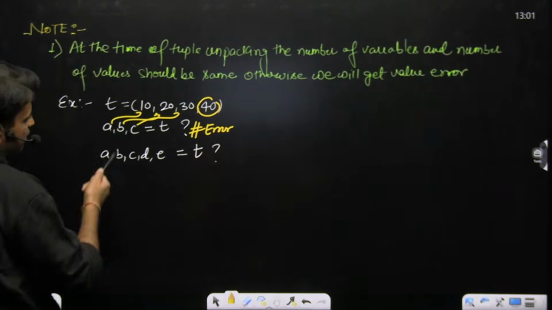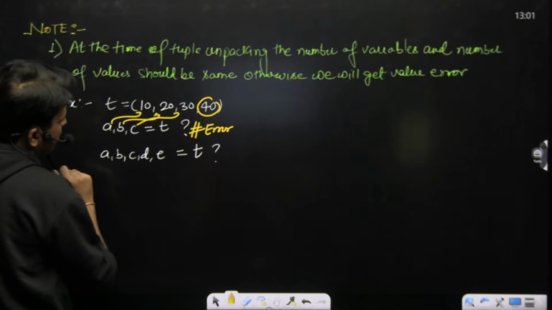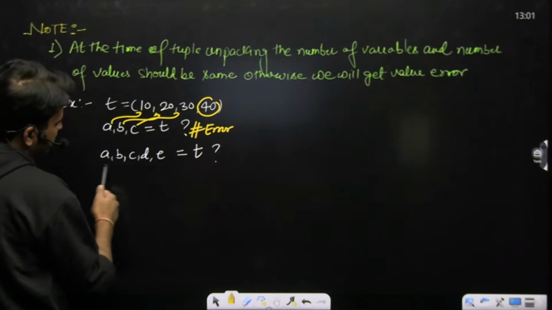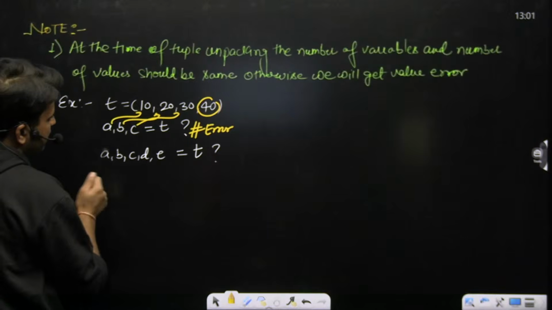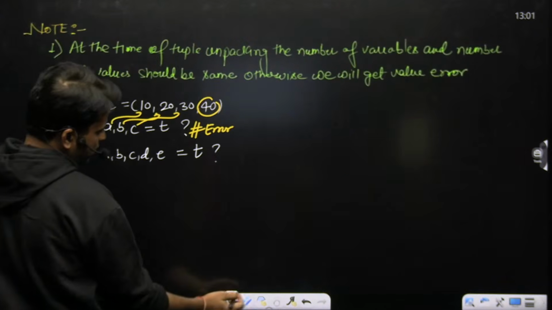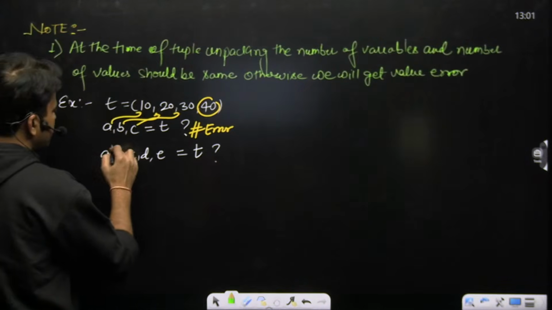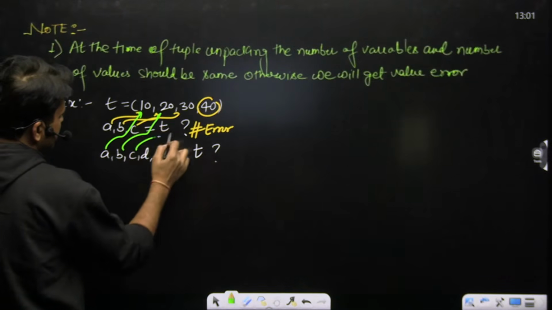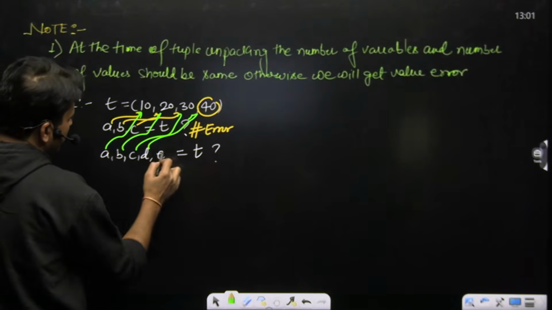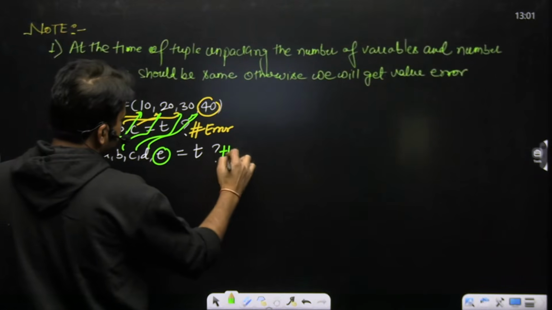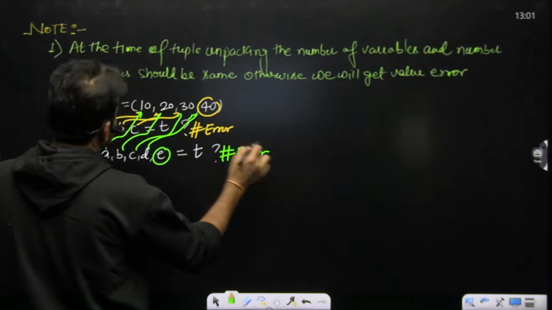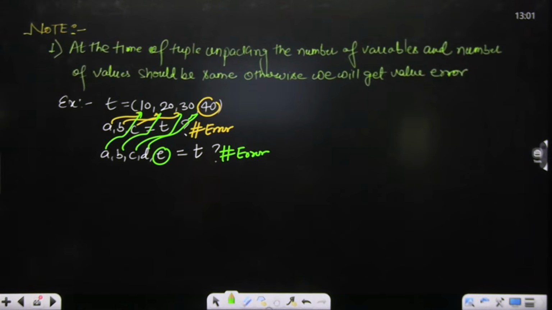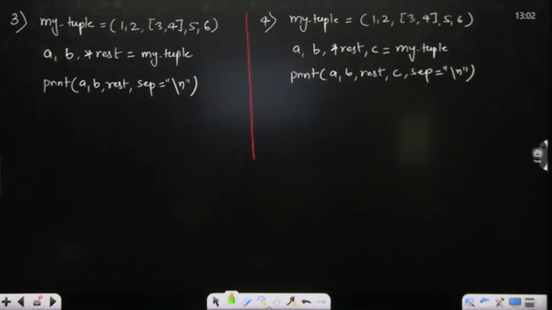Similarly, sir, the tuple T contains four elements, but the left hand side has five variables. Then what does E contain, sir? Understood? So this is again an error, student. So it must be the same. Both left and right side must be the same. A is 10, B is 20, C is 30, D is 40. What about E? So this is the note. At the time of tuple unpacking, the number of variables and the number of values should be the same. Otherwise, we will get a ValueError, student. Which error? Sir, ValueError. Understood?